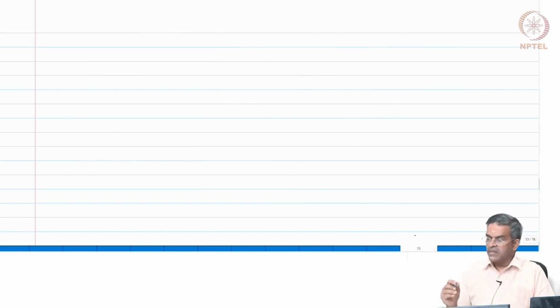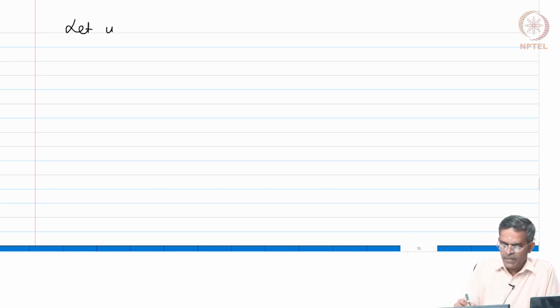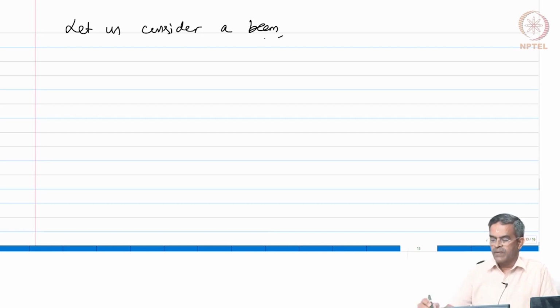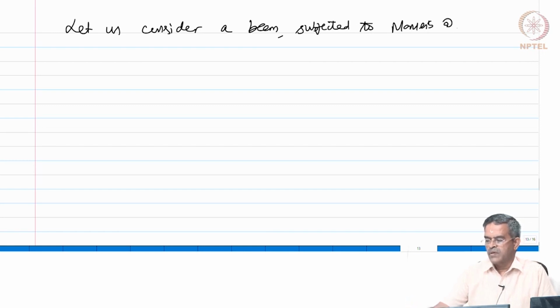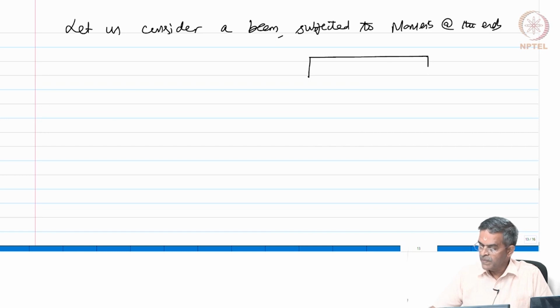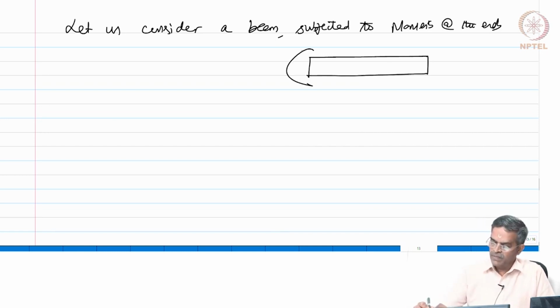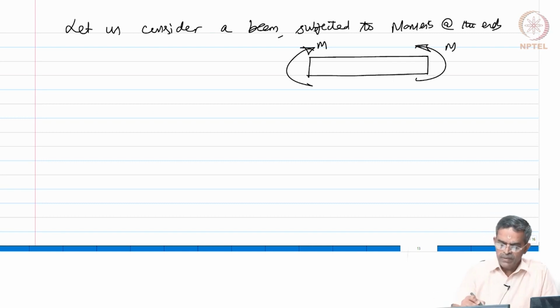So, now I want to design the plastic moment carrying capacity, which we call plastic design, of sections. How do we do that? Okay. Let us imagine that I have a beam subjected to moments at the ends. So, I have a beam, I subject this beam to a moment at the end. Okay. The beam will bend.